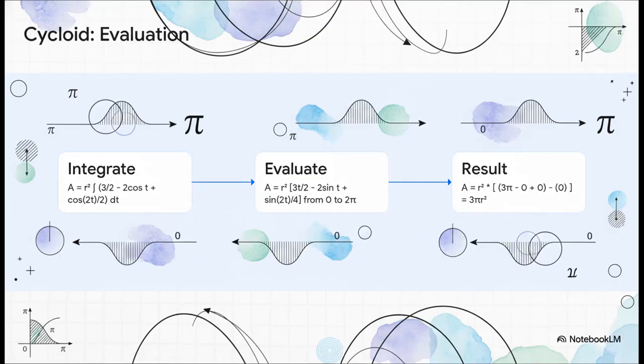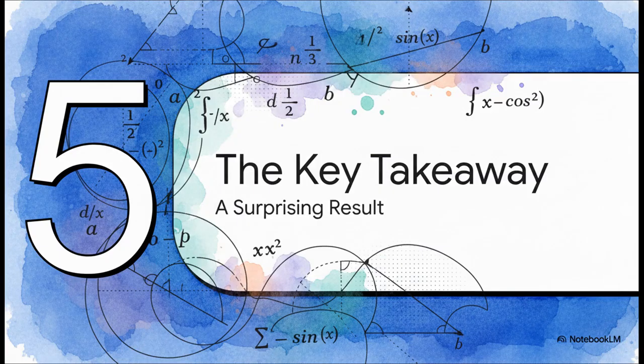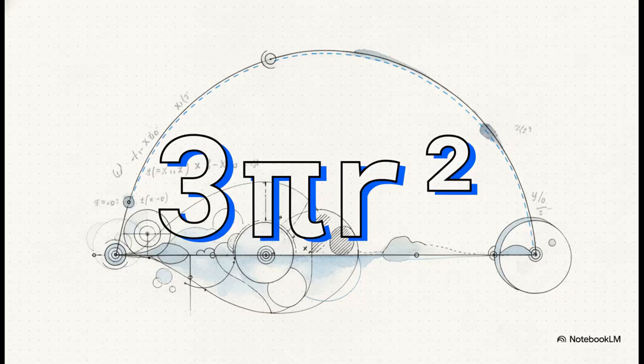Okay, after we substitute the identity and simplify, we can integrate each term. Then we evaluate from 0 to 2 pi. And notice how awesome this is. The sine terms all go to 0 at both limits, which makes our final calculation way easier. All right, we did the hard work. We navigated the derivatives, the integrals, the trig identities. Now it's time for the payoff. And honestly, it's a truly elegant piece of mathematics. The final answer for the area under one arch of the cycloid is 3 pi r squared.